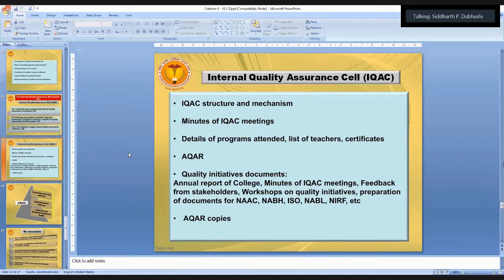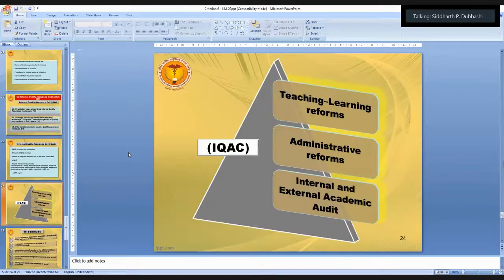Workshops on quality initiatives. Preparation of documents, say for NAAC, for NABH, for ISO certification, NABL accreditation for laboratories, or if you are taking part in the National Institutional Ranking Framework, that means the NIRF ranking. So all these are quality initiatives. If that is being done, then that would be taken as a certified quality initiative. The minutes of the IQAC meetings are extremely essential.